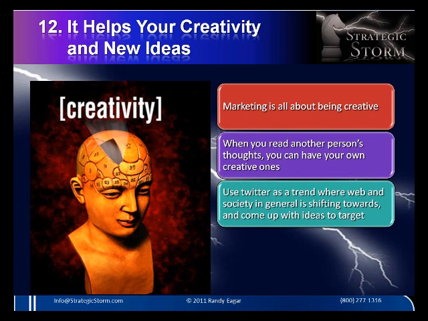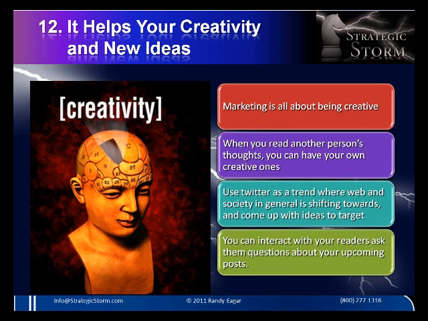You should see Twitter as a trend of where the web and society in general is shifting towards, and come up with ideas to target the most amount of users in a better way. This is the sole reason why a lot of companies are joining Twitter, because they want to see what their audience thinks, and they want to keep up with the trend.